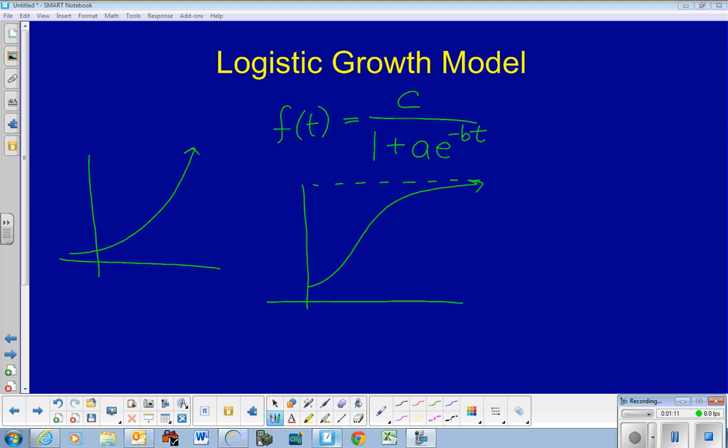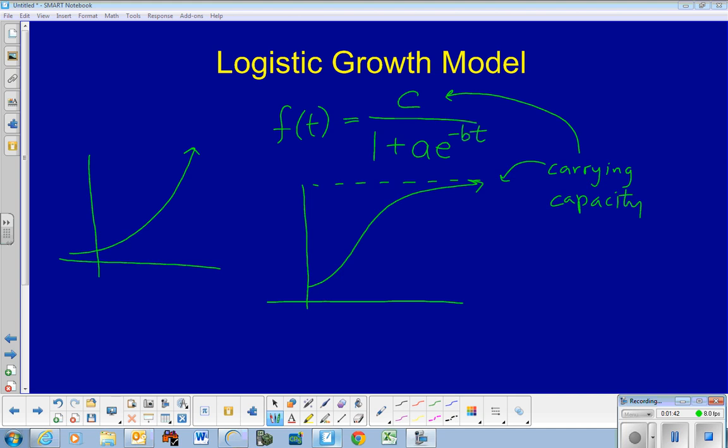There's a horizontal asymptote called the carrying capacity, and in the equation that is indicated by C. That's the one letter in all those A, B, and C that actually stands for a real world quantity. The A and the B would have to do with the specifics of the island or the country or whatever. But we can look at that equation and right away see what the max is.